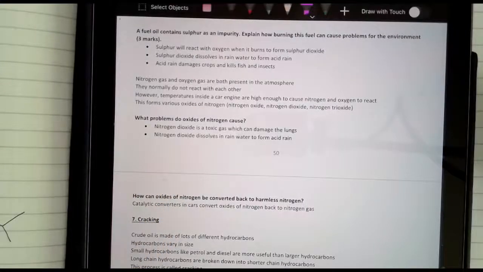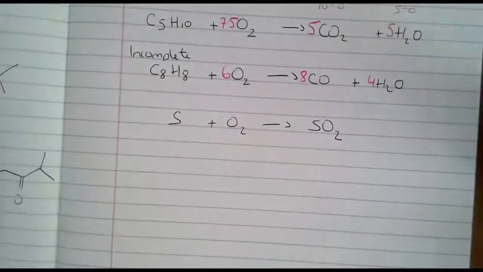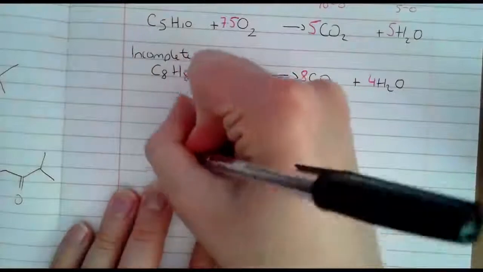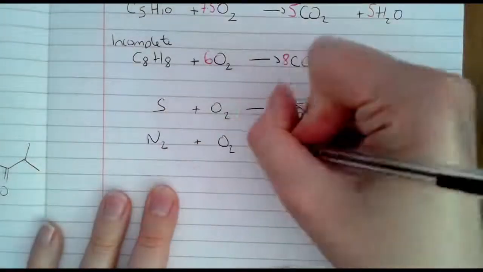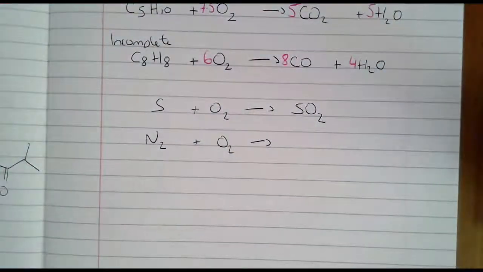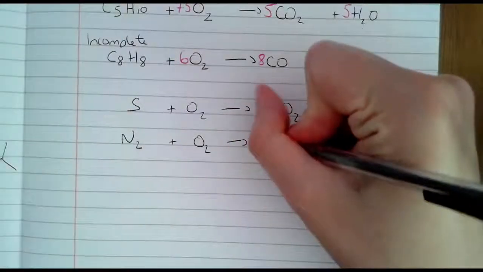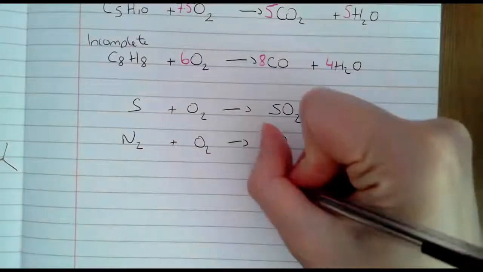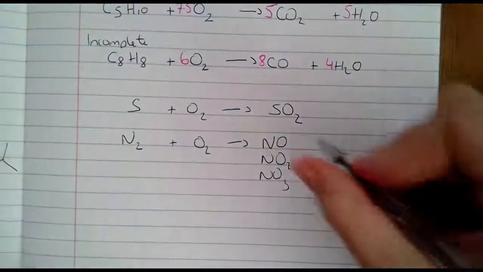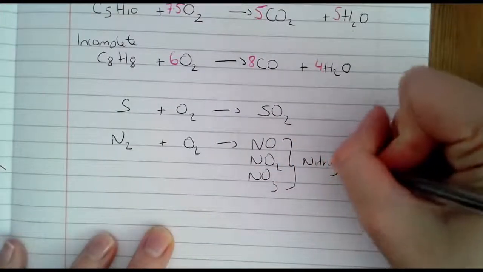So sulfur and oxygen form sulfur dioxide. You also need to know about nitrogen and oxygen. I mean, you can guess what that's going to form. So you've also got nitrogen, which is diatomic, and oxygen, which is also diatomic, and that can form nitrogen oxides. And nitrogen can combine with oxygen in a number of different ways. You can form nitrogen monoxide, you can form nitrogen dioxide, you can form nitrogen trioxide, depends on just how much oxygen you've got present, but they're all called nitrogen oxides.